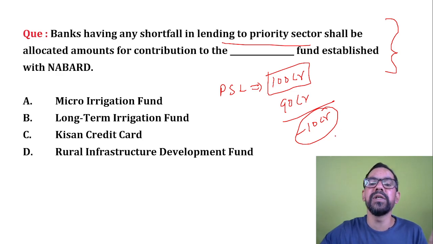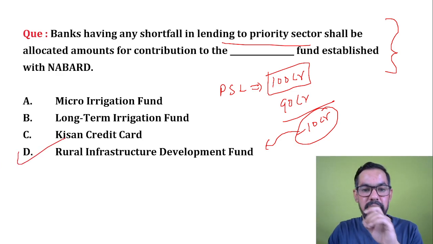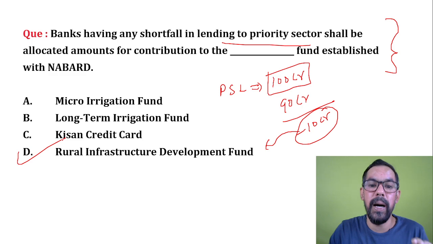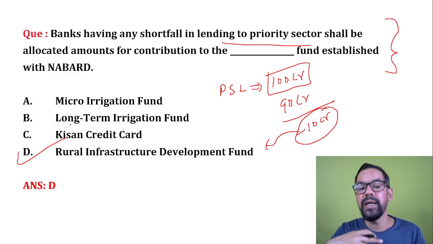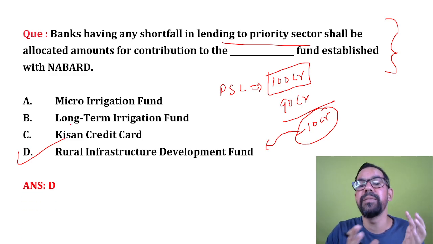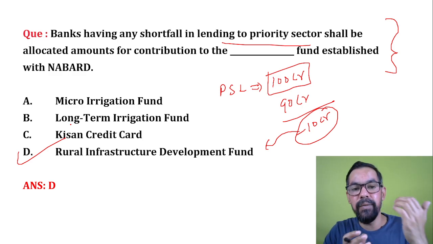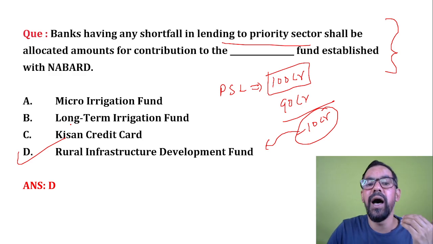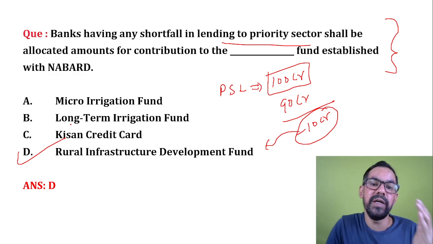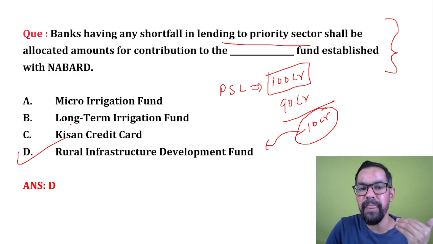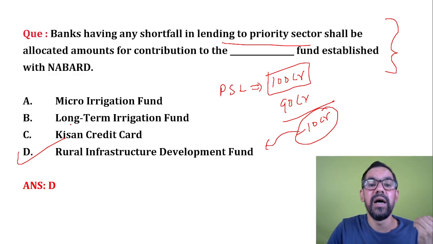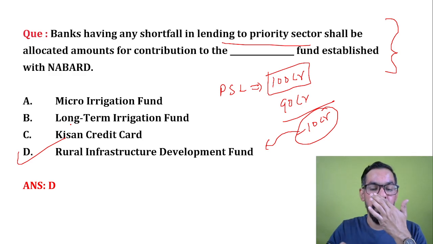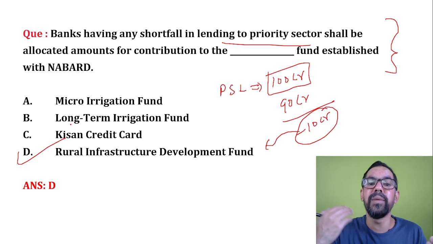You have to deposit this particular money with the Rural Infrastructure Development Fund, RIDF, which is a fund under NABARD. So if any domestic commercial bank misses its PSL target, it has to deposit that money with RIDF under NABARD. If it is a foreign bank, they can manage it with the SIDBI Industrial Development Fund, or they can even buy the PSL certificate from another bank as well.